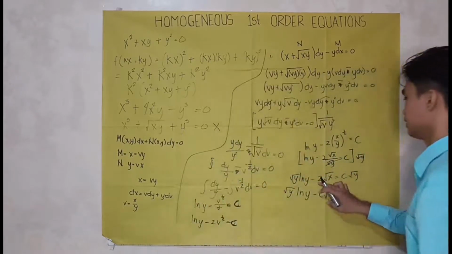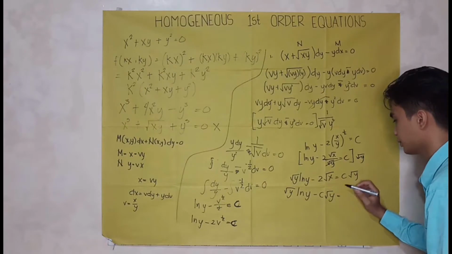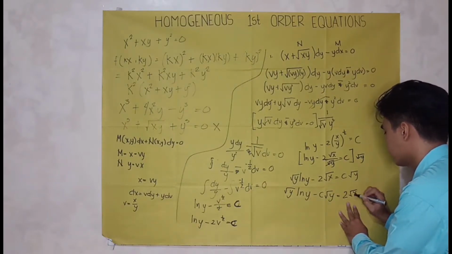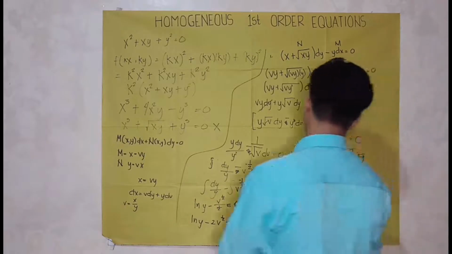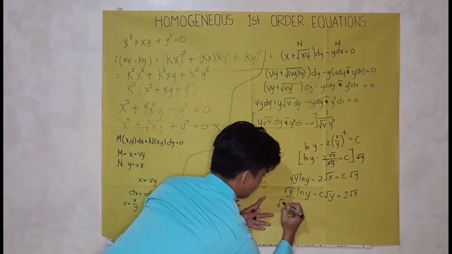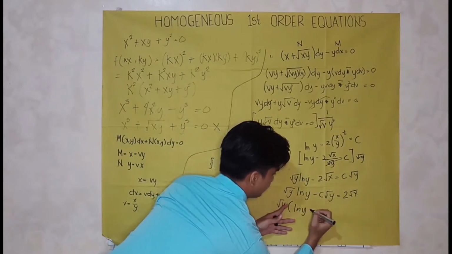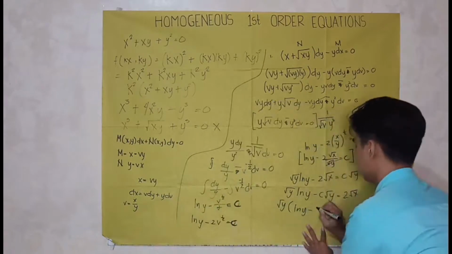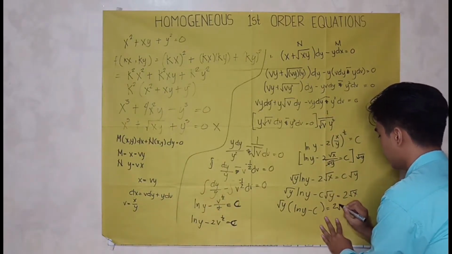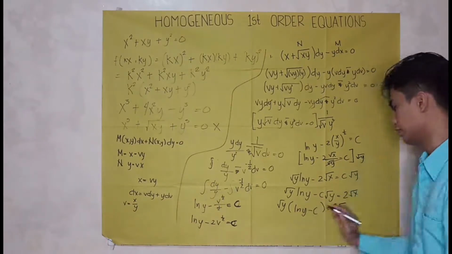Tapos yung negative 2 square root of x, transpose po natin sa kabila. So magiging 2 square root of x. Factor out po natin yung square root of y. So meron po tayong square root of y, quantity ln y minus C is equals to 2 square root of x. So ito po yung general solution natin.